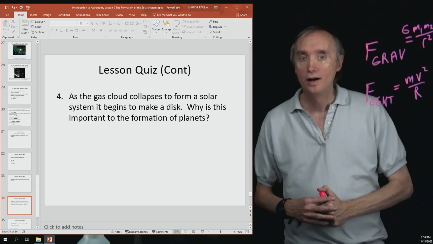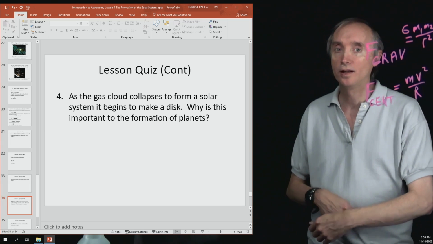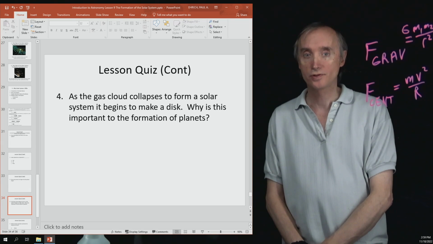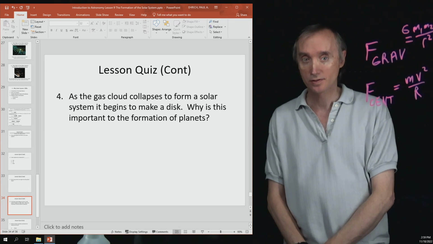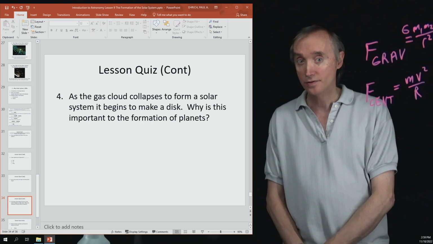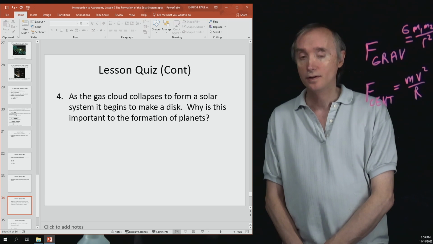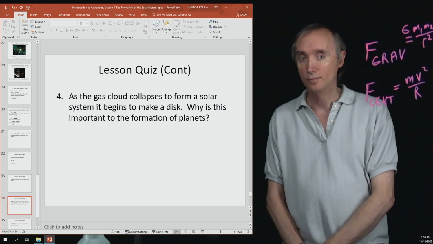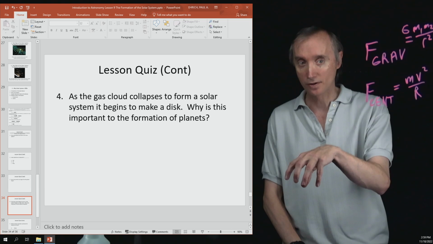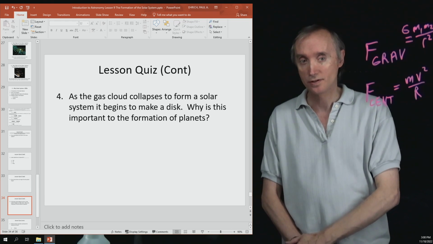Number 4. As the gas cloud collapses to form a solar system, it begins to make a disk. Why is this important to the formation of the planets? Because that's where they come from. The disk eventually turns into the planets, and the center of the disk eventually turns into the star.